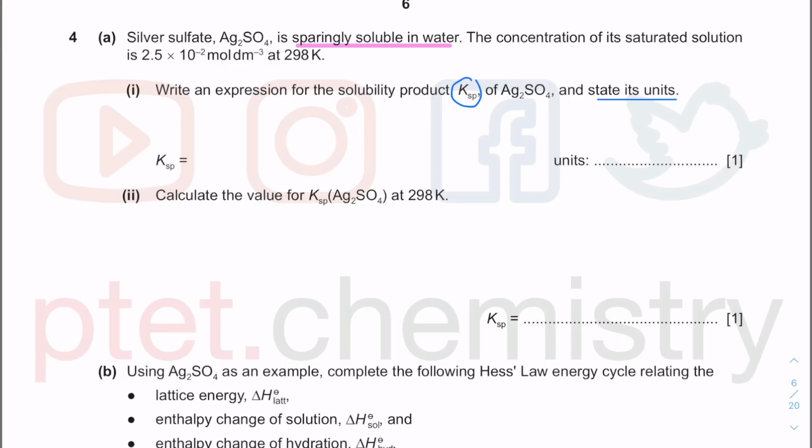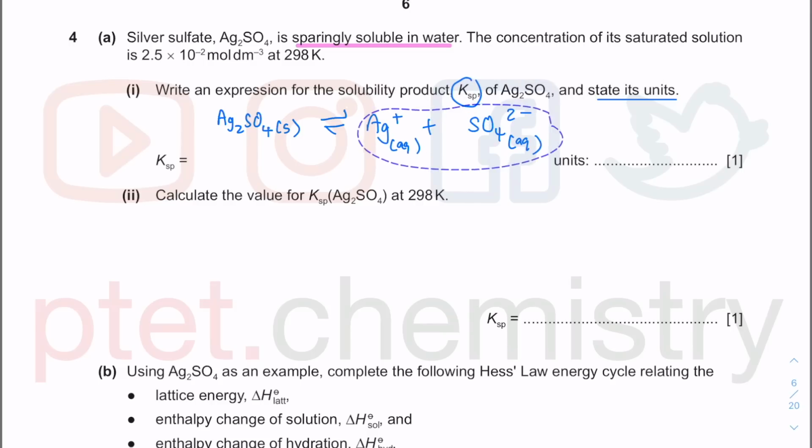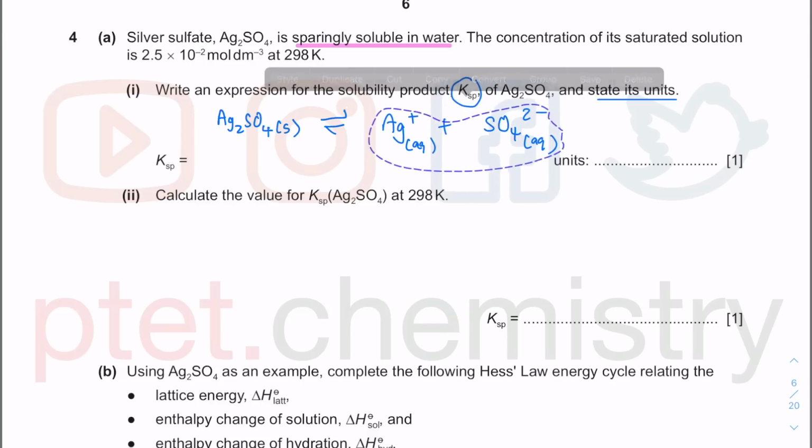Anyway, what you do first is try to write an equation. So the solid dissolves in water, in solution, to give you the ions. We get Ag+ aqueous ions and a sulfate aqueous ion. Every equation you write has to be balanced, so what we have there must be 2 Ag+, because I have 2 Ag there. 1 of the sulfate gives you 1 of the sulfate.